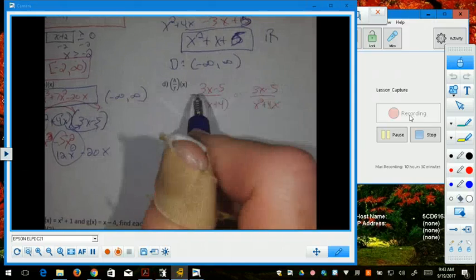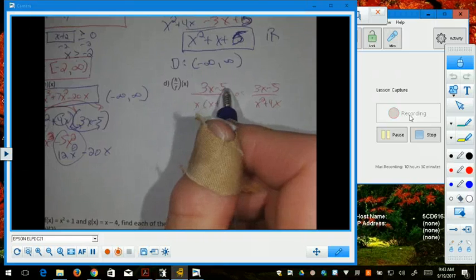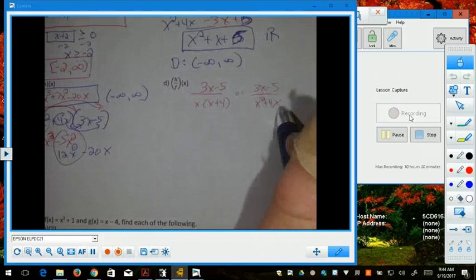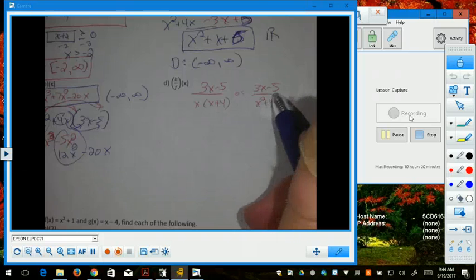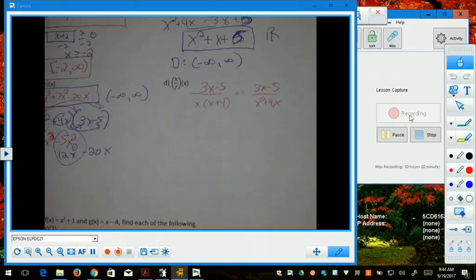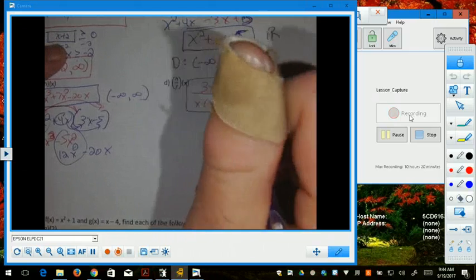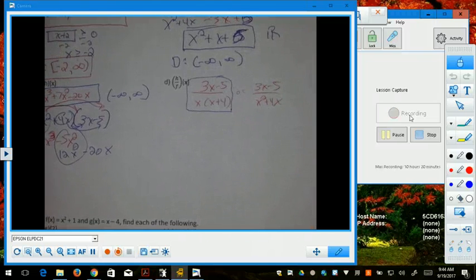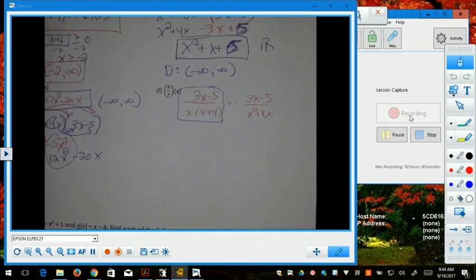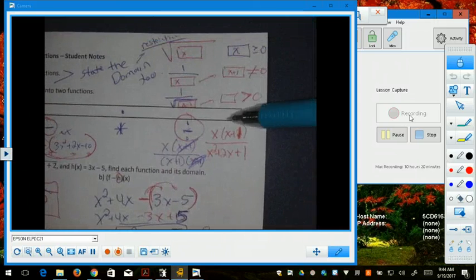Letter D, the original function had no domain restrictions, 3x minus 5. I put that over the other function, x squared plus 4x, and that one by itself had no domain restrictions. We had a linear function, we had a quadratic, no domain restrictions. However, I didn't simplify here, but even before I simplified, we have a problem. What do I need to be careful of in that problem when I'm thinking about possible domain restrictions?